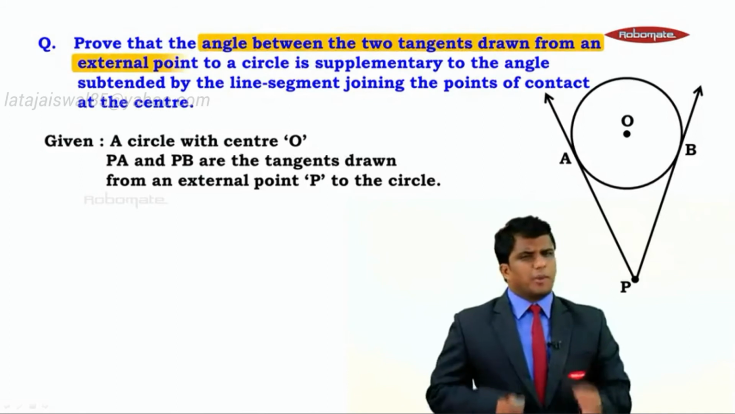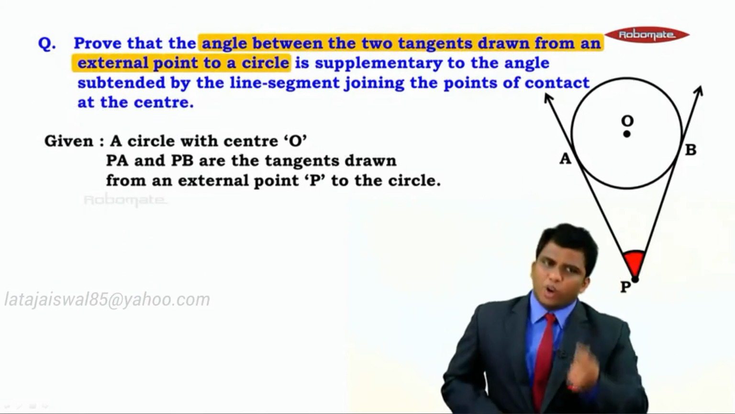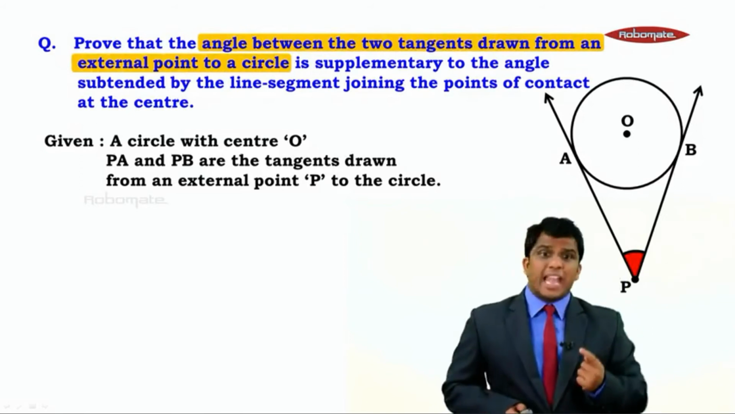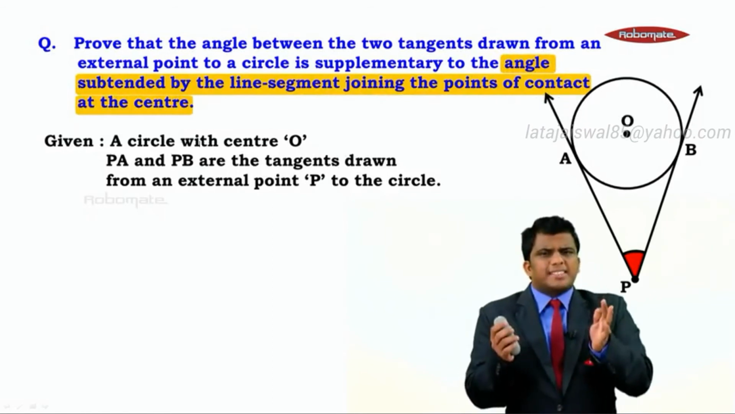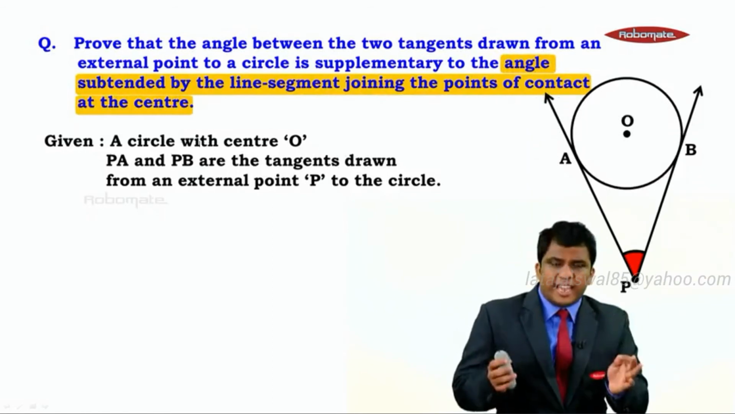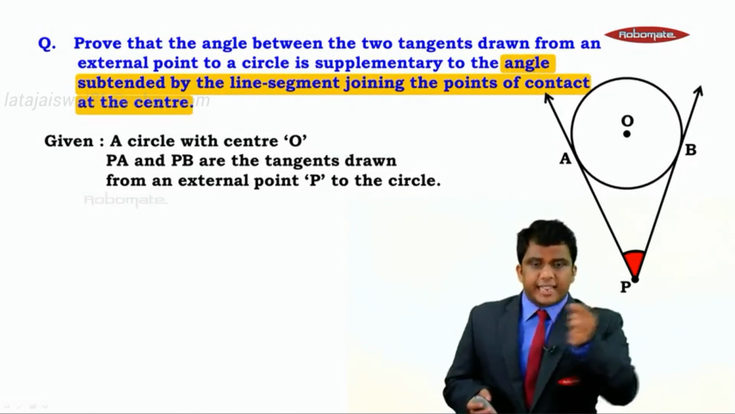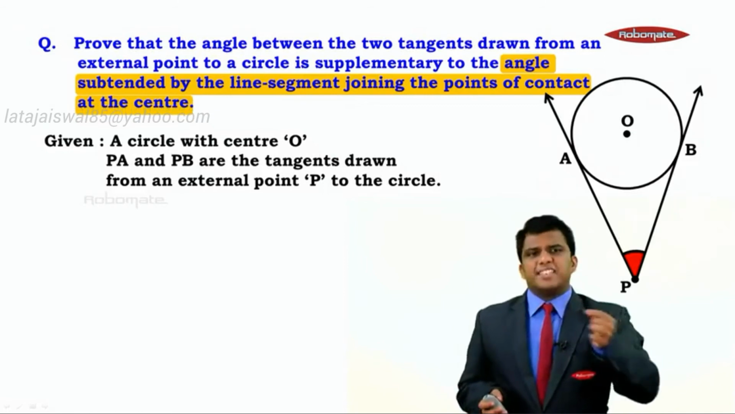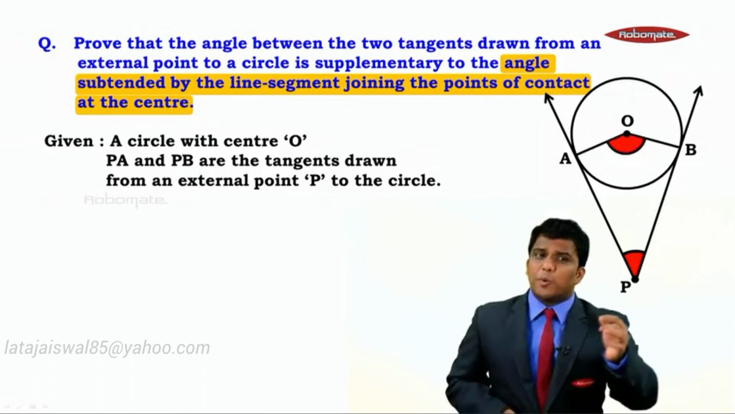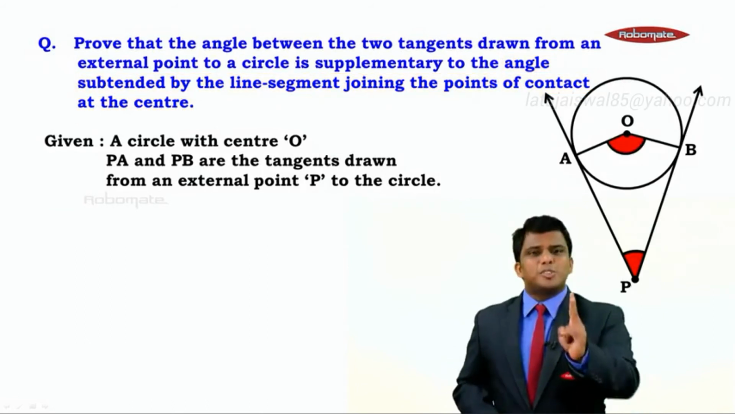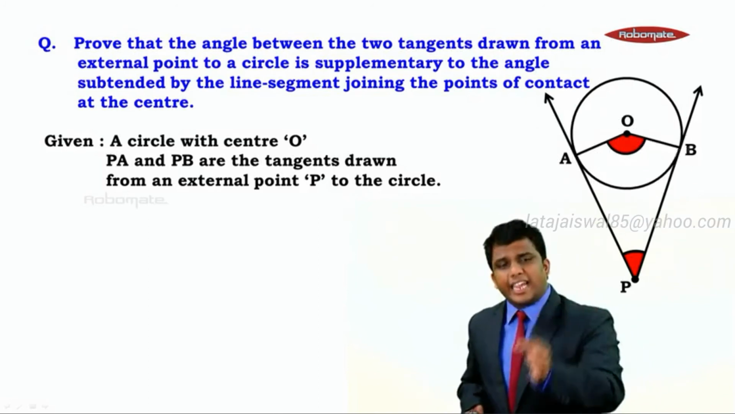Here we need to talk about an angle, the angle which is between the two tangents. We are talking about angle APB. And we are going to talk about one more angle, which is subtended by the line segment joining the two points of contact at the center. If we join the points of contact, that is A and B, we get a segment AB. And segment AB will subtend an angle at the center, and that angle has to be angle AOB. So the two special angles that we are talking about are angle APB and angle AOB.